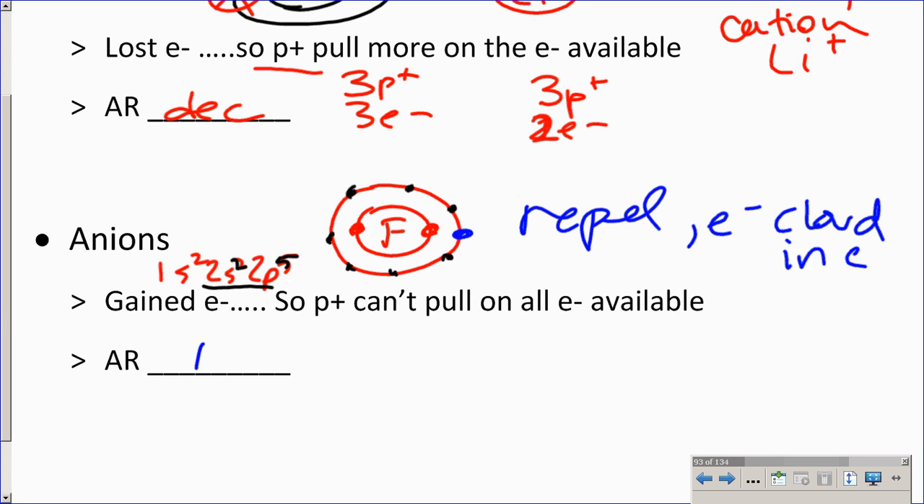It's bigger, right? And I can also talk about it from the perspective of the effective nuclear charge, because previously fluorine had how many electrons?